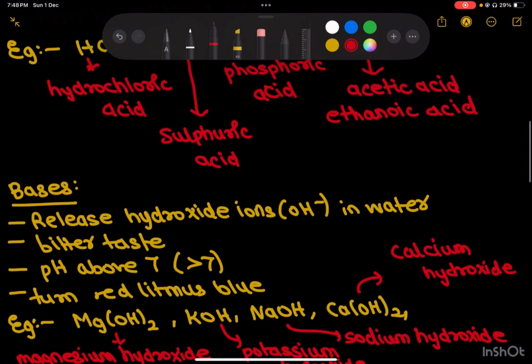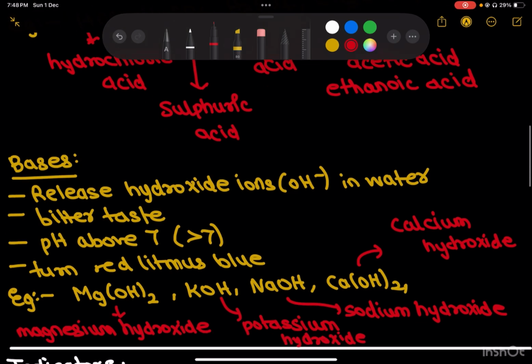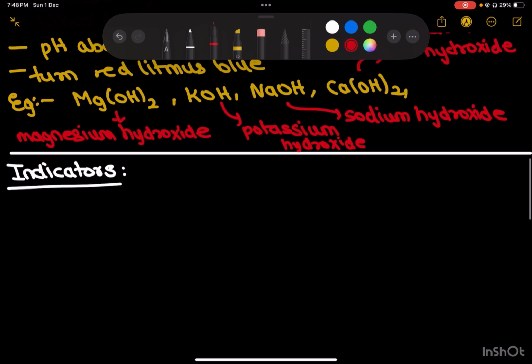So this was a brief introduction about acids and bases. We'll be going into more detail in the upcoming videos about what exactly acids and bases are. You'll understand more about them from their chemical reactions or chemical properties, basically. These were just some of the physical properties. Anyways, now let's move on to the next topic, which is indicators.